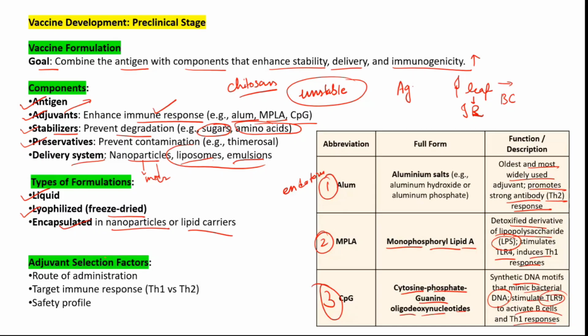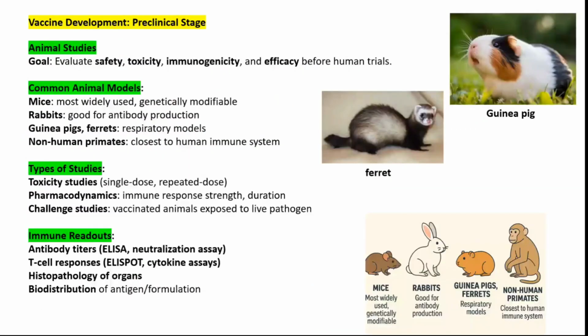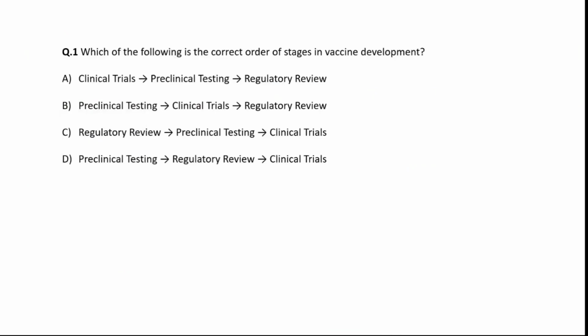After that we will decide the adjuvant selection factors, like the route of administration, as we studied earlier: intramuscular, oral, intravenous, and the target of the immune response, whether Th1 or Th2. Then the safety profile: what will be the effect after administration of the vaccine into the host. All these things are decided in the preclinical stages. After this we will continue tomorrow because there is a lot to study. Obviously 2 to 3 slides are okay. We'll continue this tomorrow.